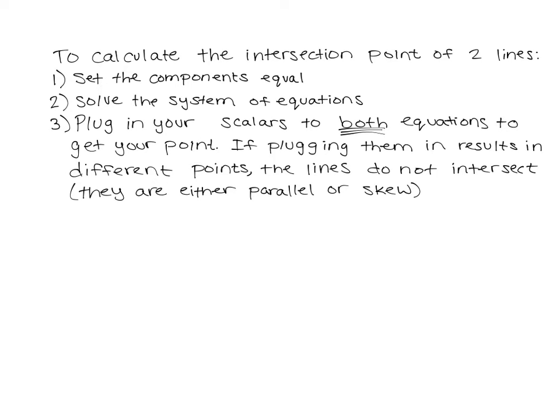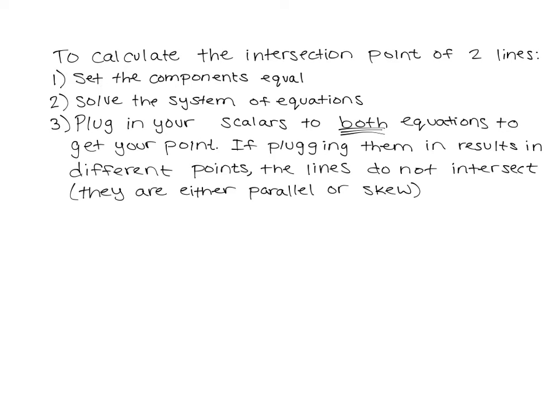However, since you only have 2 equations that you're using to solve the system, what can happen is that you get something that works for those 2 equations but doesn't work for the third. So the third step always needs to be that you plug in your scalars, what you just solved for, to both your equations to find out your point. If you get the same thing from each line, then they do intersect. But if you get different things for each line, then they don't intersect, and that means that they must be either parallel or skew. Now, a lot of times IB will say calculate the intersection point of the following 2 lines. If they say that, they are telling you that there is an intersection point, so you don't have to worry so much about the trickiness of them not intersecting.